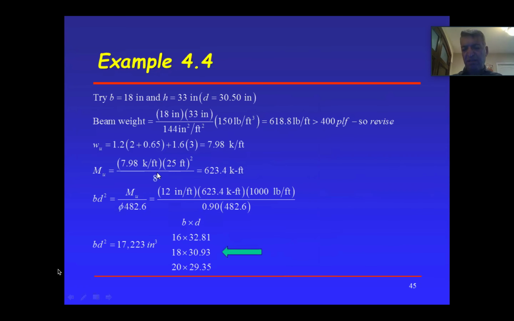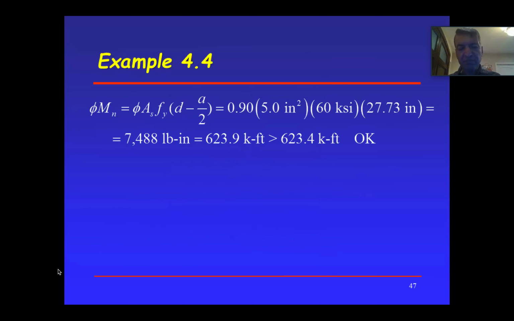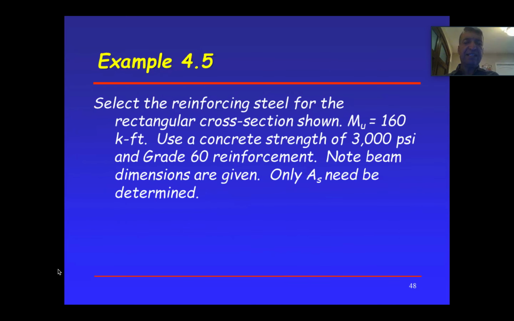But this is the method I'd like you to use, and it's the most efficient method. But please, do the examples as he did, so you at least go through them one time. All right. The last example, 4.5.